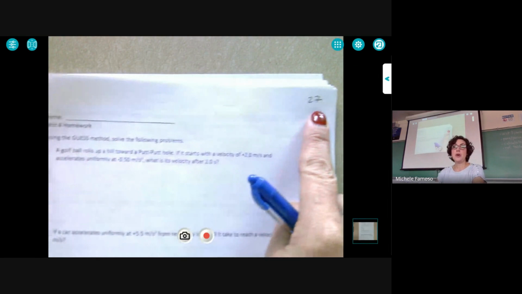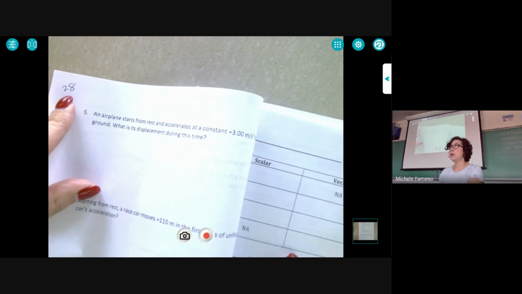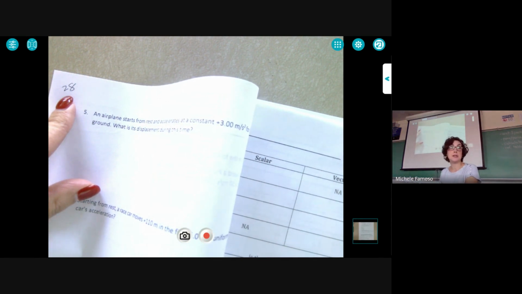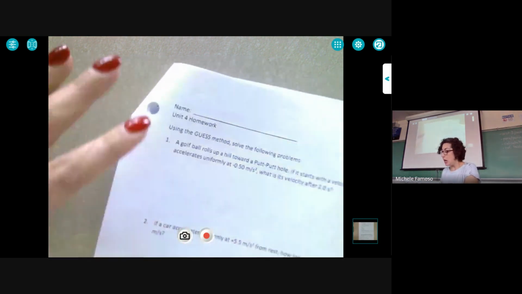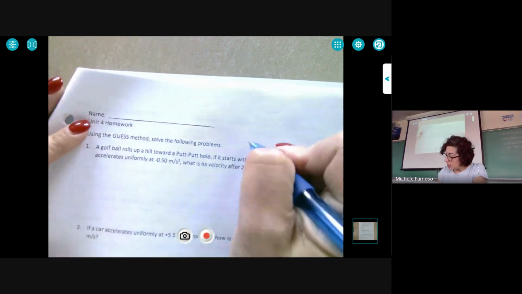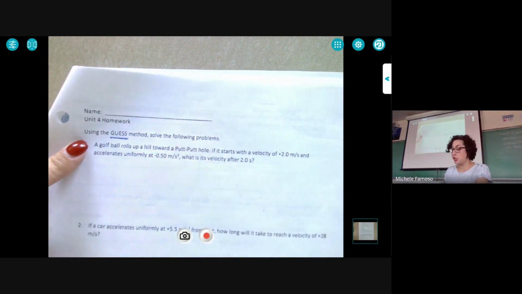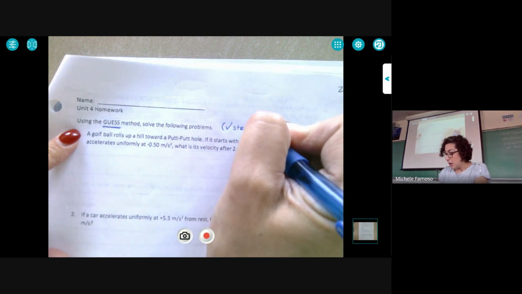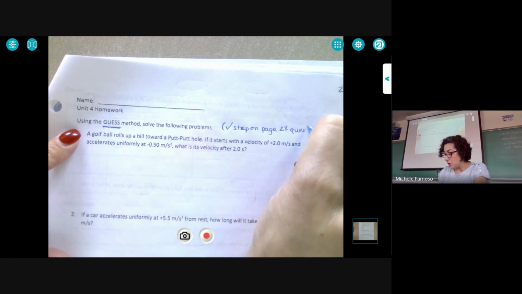For Monday, let's just talk about the assignment for Monday. You have page 27 and 28 to complete. The rest of the packet is due Tuesday for review for Wednesday's test. So you're going to want to start working on that over the weekend if you haven't already. On page 27, notice it says you have to do the guess method for all of these questions. You're going to do the check step on page 27, questions only.